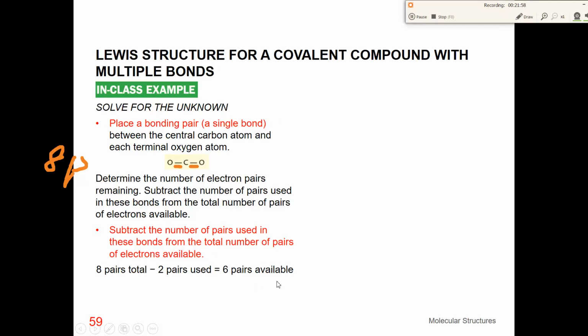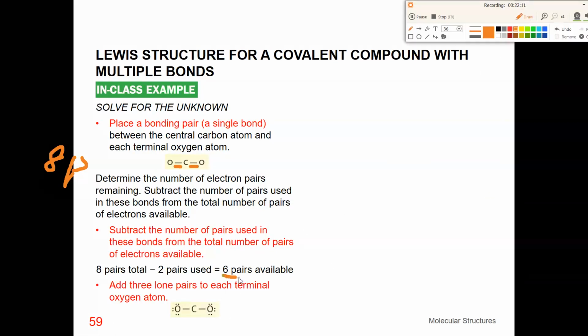We have 6 pairs extra. We need to put these 6 pairs around the oxygen. Right? So put the 6 pairs around oxygen. So just draw these dots around the oxygen. So this 2, 4, 6, another 2, 4, 6. So this one pair, 1, 2, 3, 4, 5, 6 pairs. 6 pairs around the oxygen.